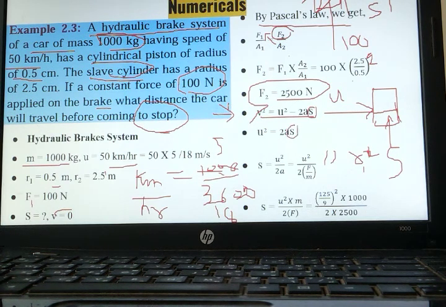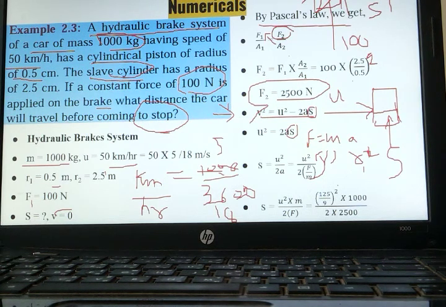We have to calculate s. So 2a will be shifting to the denominator. But the acceleration's value we do not know directly. So what can we do? It can be written as f upon m. We know force is equal to mass into acceleration. So acceleration can be written as force upon mass. This m is in the denominator's denominator, so it will go to the numerator. It will be u square into m.